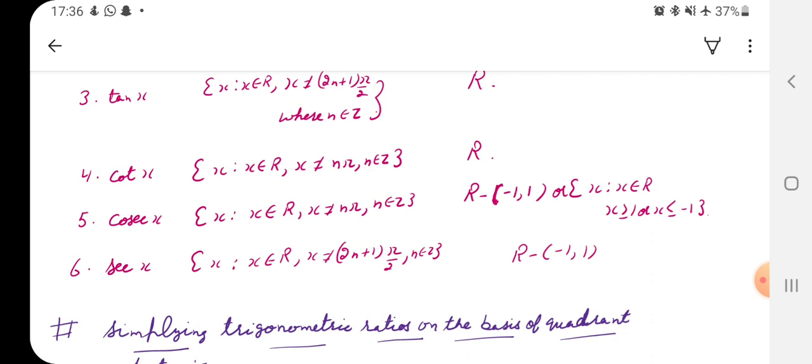Secant x is actually what? Secant x is actually 1 by cos x. Cos x can't be 0. So if cos x is 0, exclude those points of x. If cos x is 0, x will be an odd multiple of pi by 2. So we are not taking those points in the domain, all others will be there. So all those x such that x belongs to R, x is not equal to an odd multiple of pi by 2, and its range will be R minus the open interval -1 to 1, which is the same as cosecant, right?